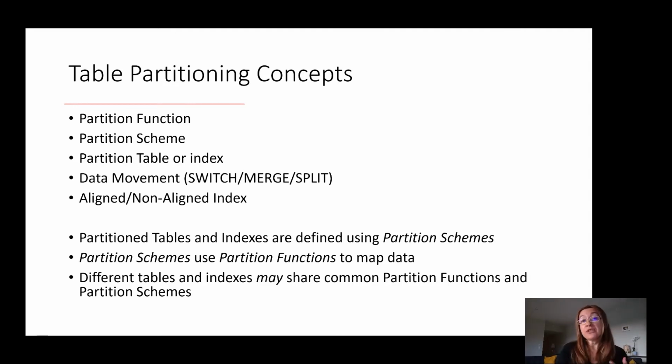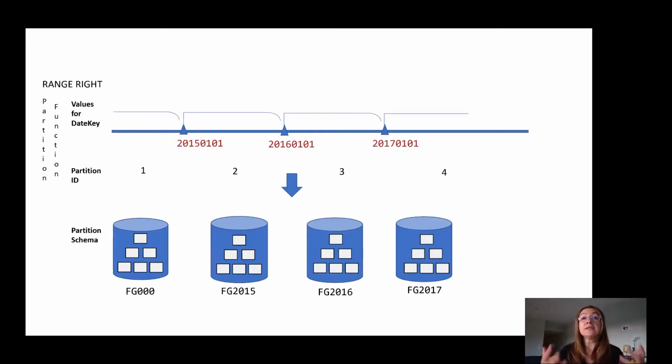So different tables may share common partition functions and partition schemes. And here is an example of the objects and how they relate together when we have a partitioned table. So we have the partition function, and this part of our partitioning architecture, let's say, or implementation, is the partition function. This partition function defines the boundaries.